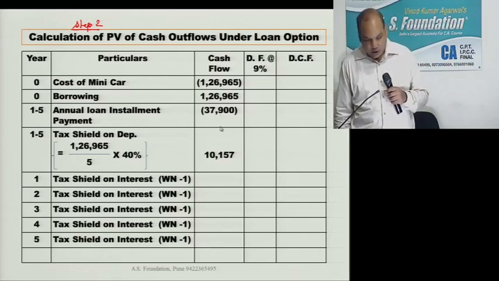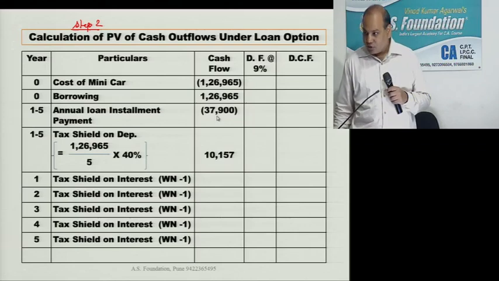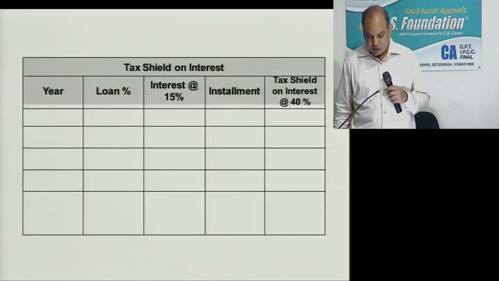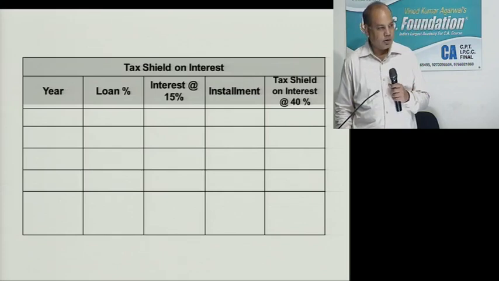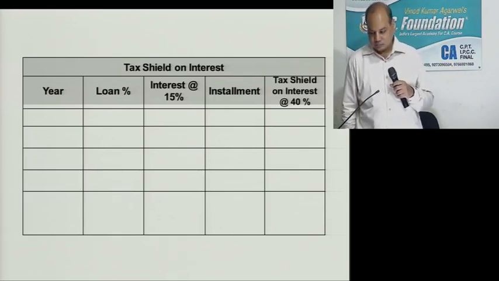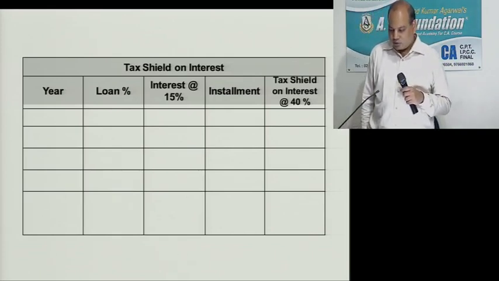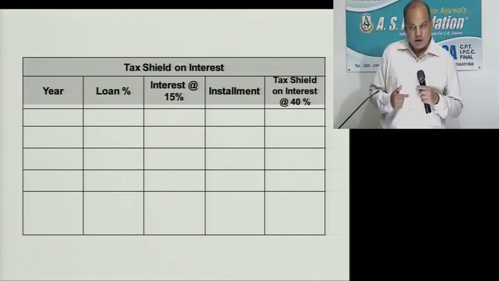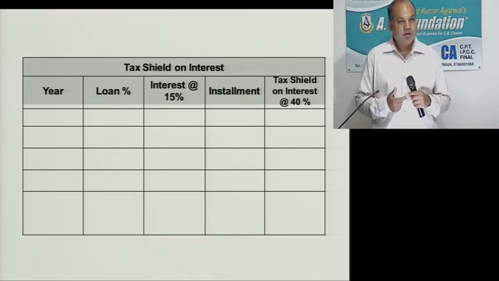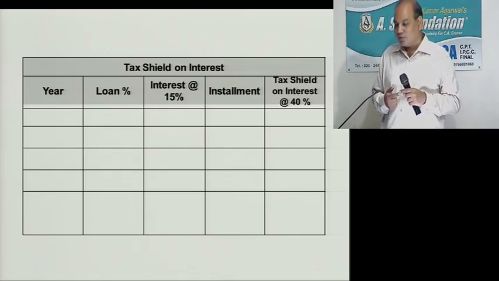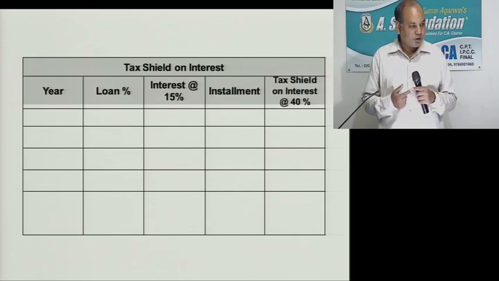Interest has been included in the installment amount, but tax shield on interest you can get as a deduction. So that calculation needs to be done. Write down working note 1, tax shield on interest. There is no salvage value in this problem. Because you are paying installment every year, your interest will keep on changing, and therefore your tax shield on interest will also change.